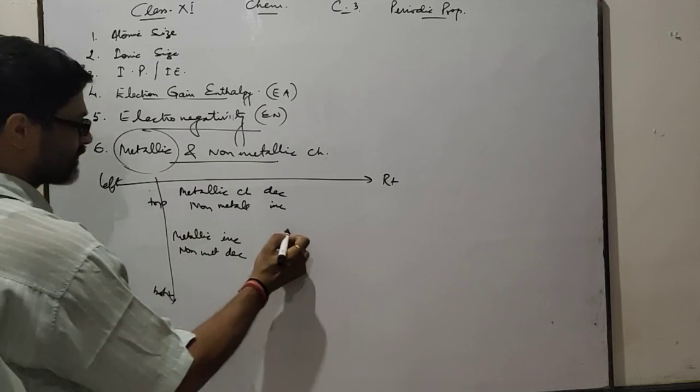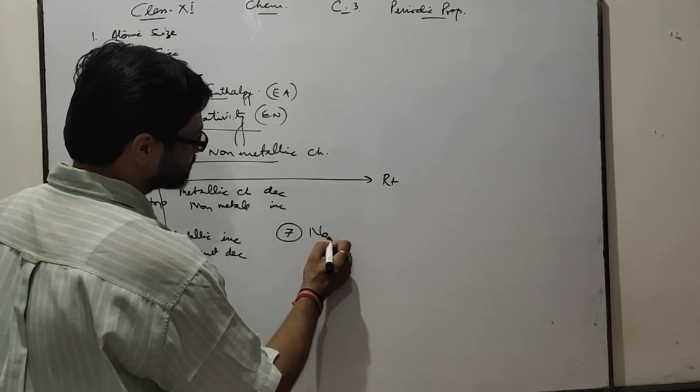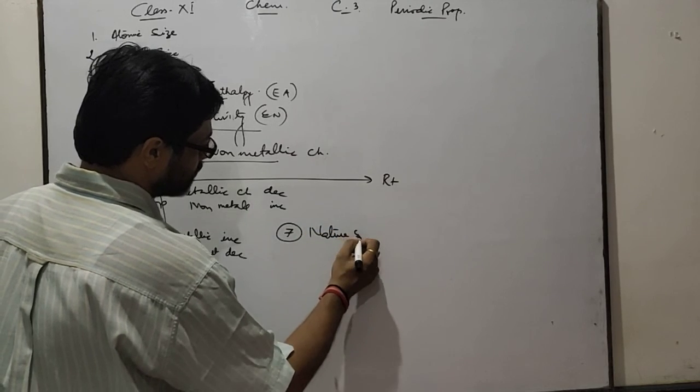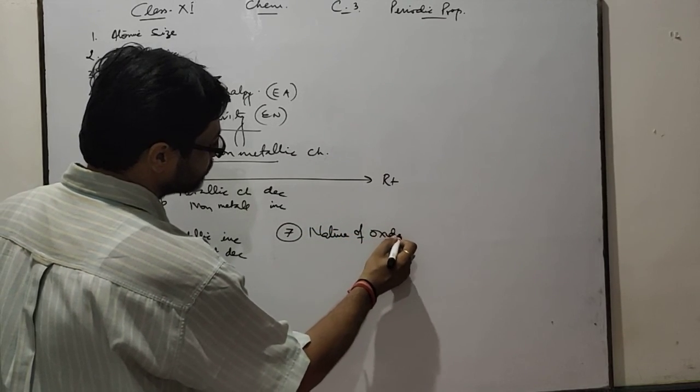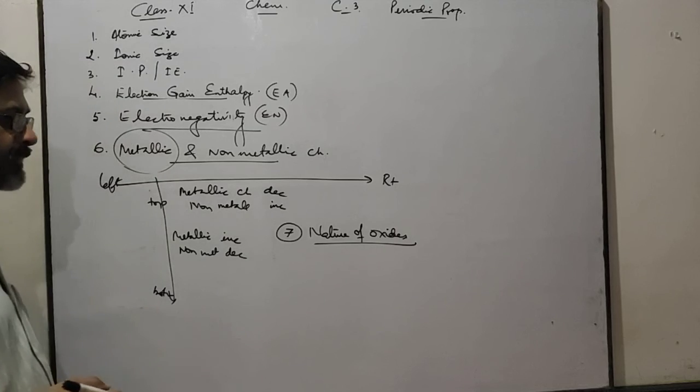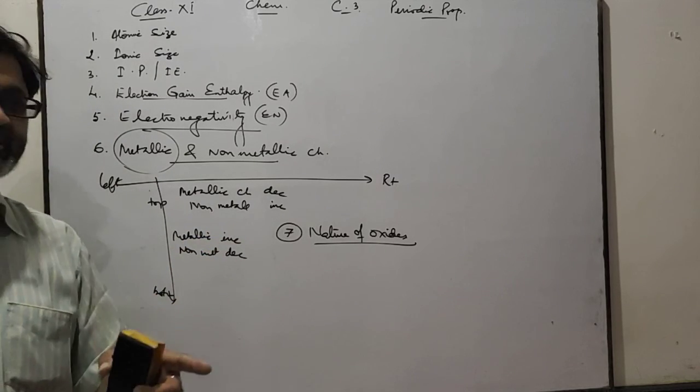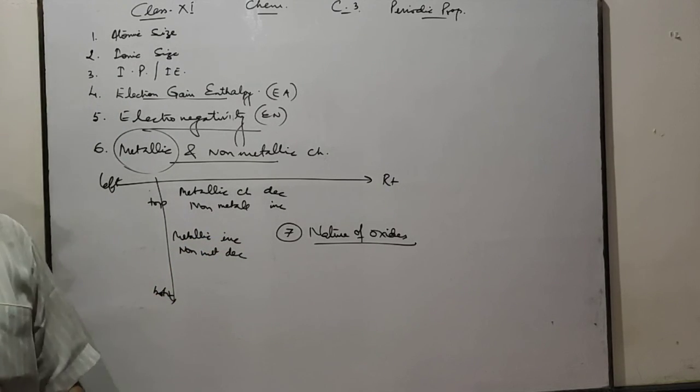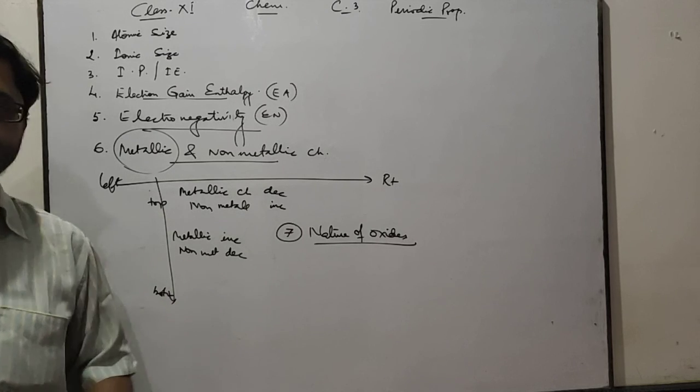And last, the seventh one is nature of oxides. This is a long topic, hence I will discuss nature of oxides in my next lecture, and then I will complete this chapter.